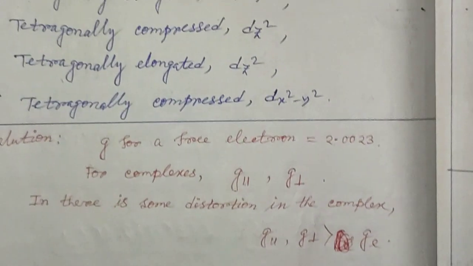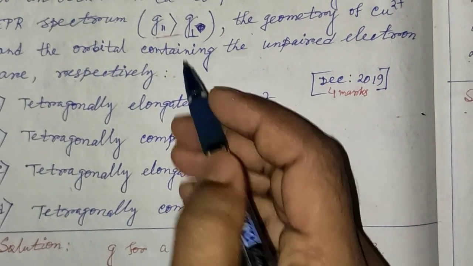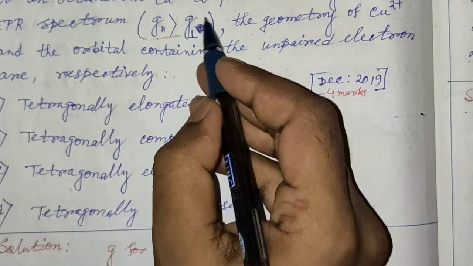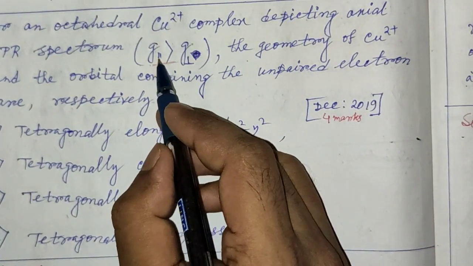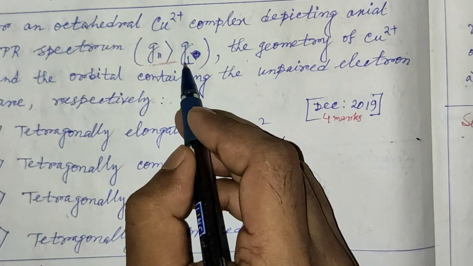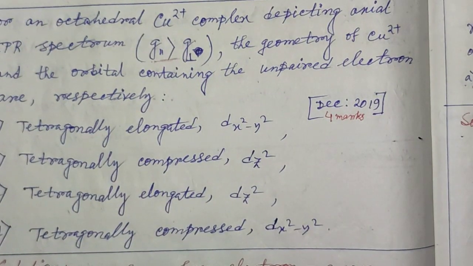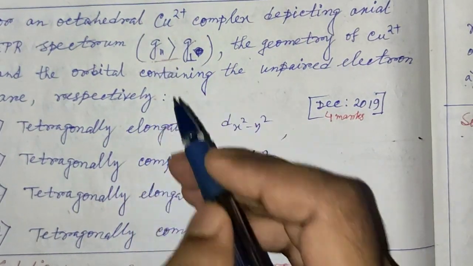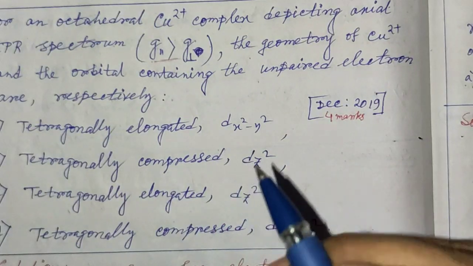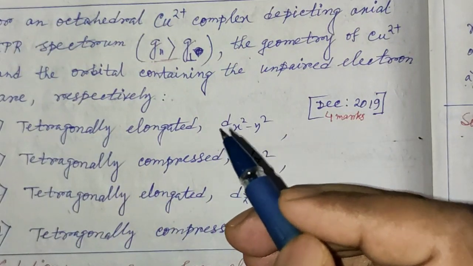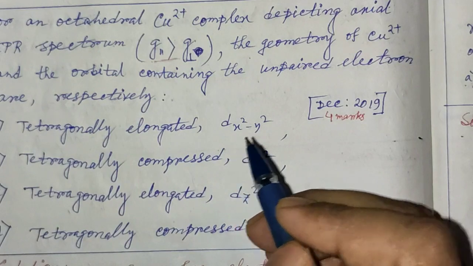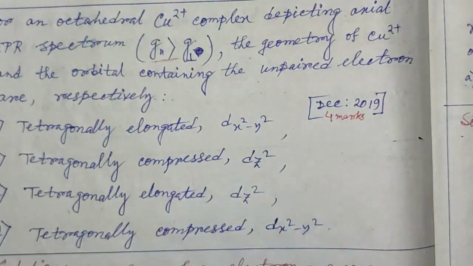Since in the given question it is given that for copper 2 complex, g parallel is greater than g perpendicular, that is the electron density along the Z axis is greater than along the perpendicular axis, that is along the xy plane.